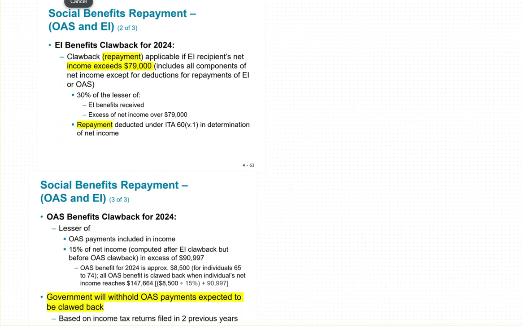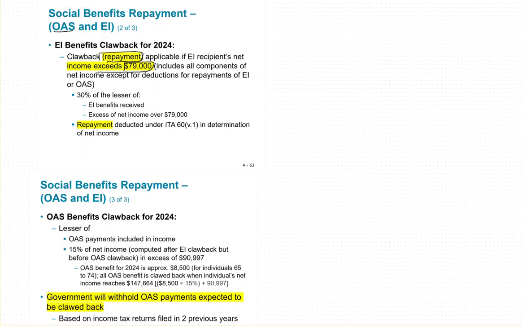Going further with social benefits, OAS is Ontario old age supplements. Now there is a clawback, which means the government takes it away. What is the meaning of clawback? It's a repayment applicable if an EI recipient's net income exceeds 79,000. EI is what you get when you are laid off. Service Ontario gives you a check for EI while you are off work.